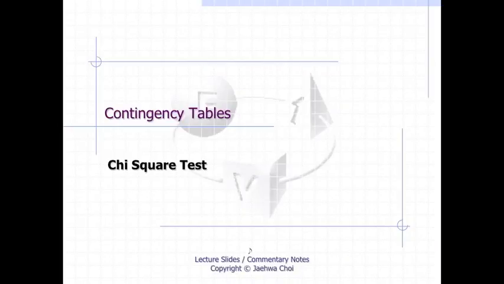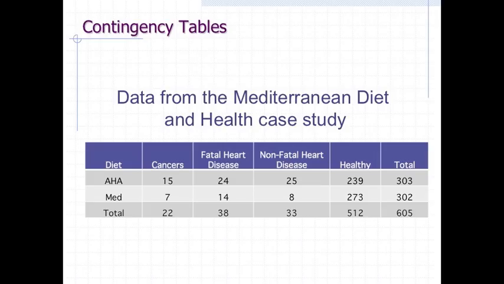Contingency Tables. This section shows how to use chi-squared to test the relationship between nominal variables for significance.